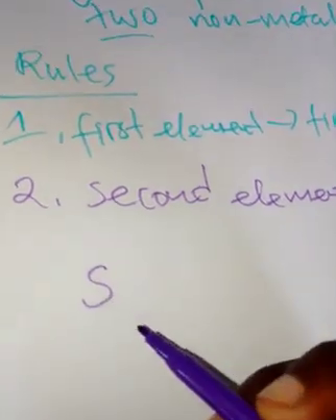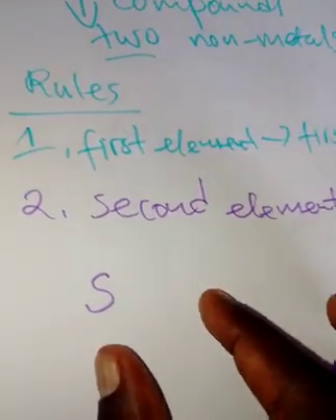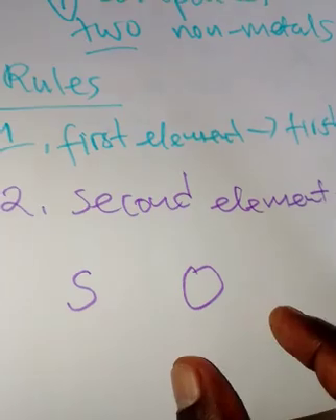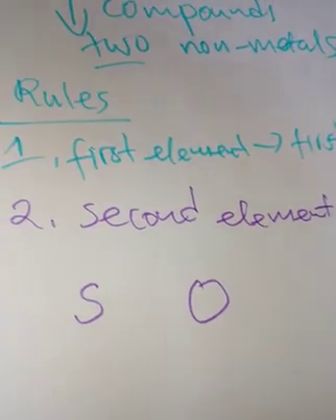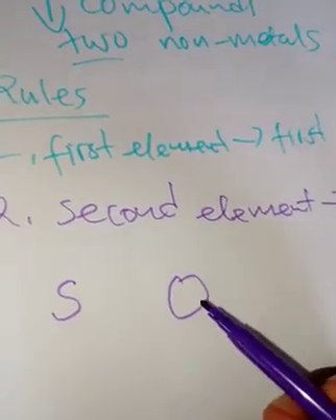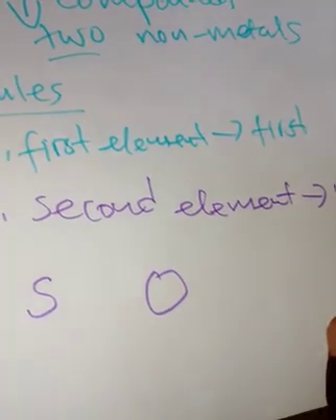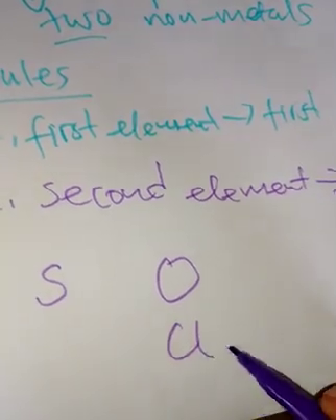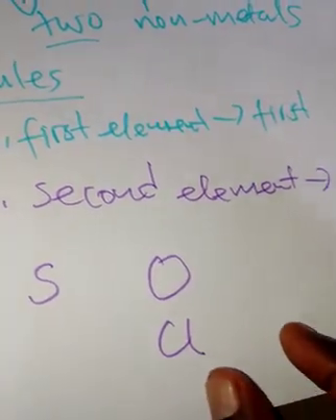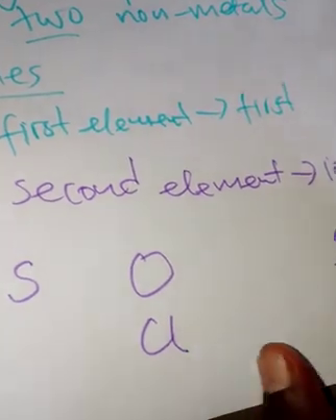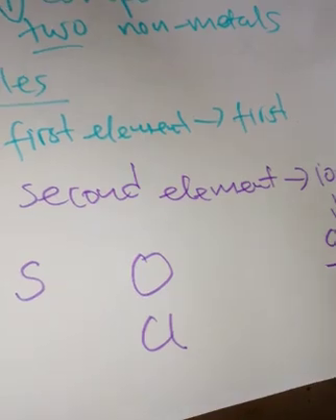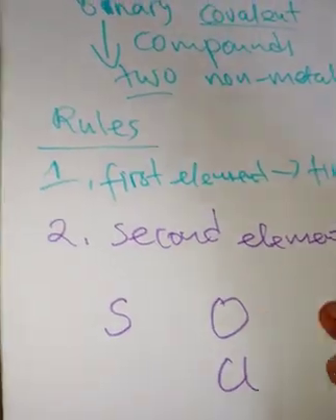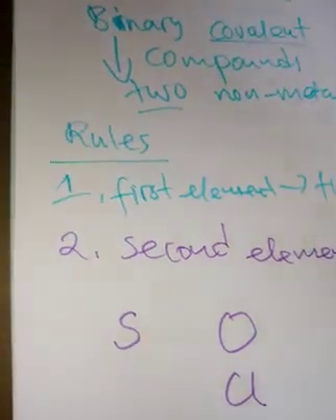For example, if we have sulfur being the first element, it will be sulfur just like that. Then if you have oxygen appearing as the second element, it will be an oxide. Instead of saying oxygen, you use oxide. If you have chlorine appearing as the last element, it will be chloride. Otherwise, for the first element, you use the full name. Let's talk about other rules.